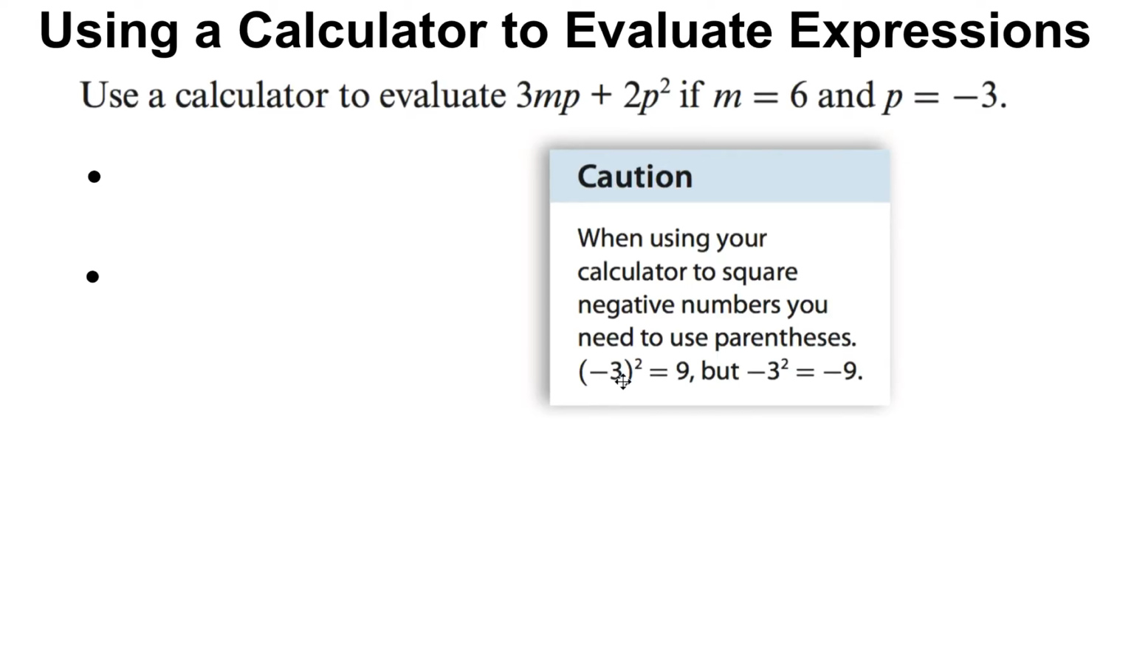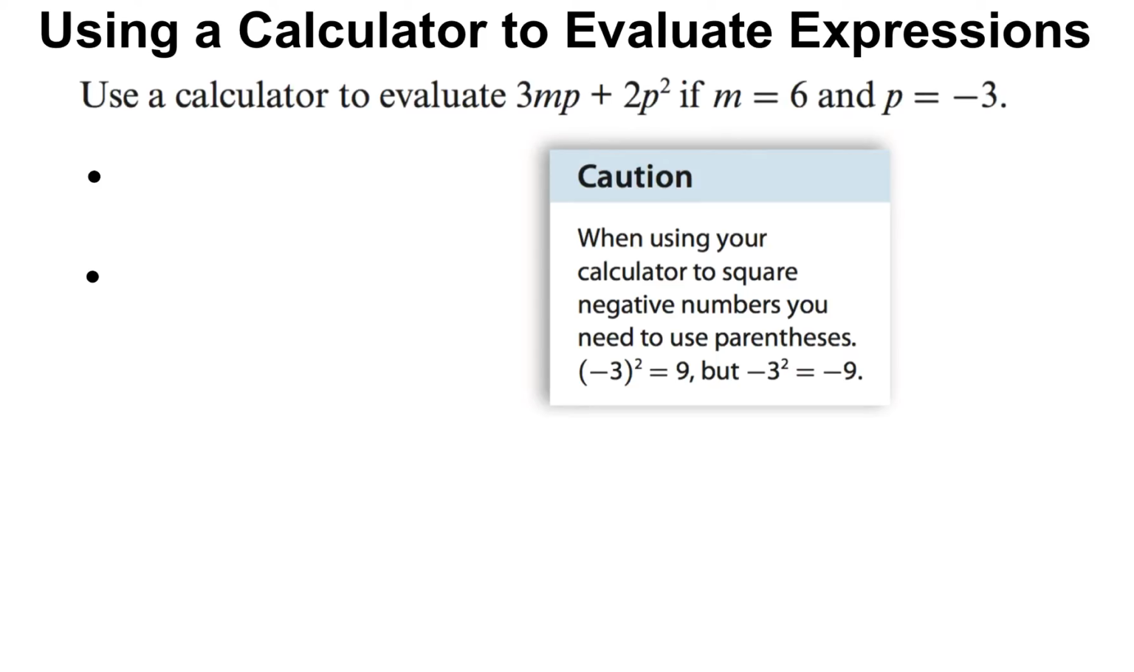And whenever you're squaring a negative number, make sure you're using parentheses around your negative number, because your calculator, if you put in -3 squared, will give you -9 unless you use your parentheses. Now, some calculators handle it correctly and some do not. So to be safe, use parentheses.